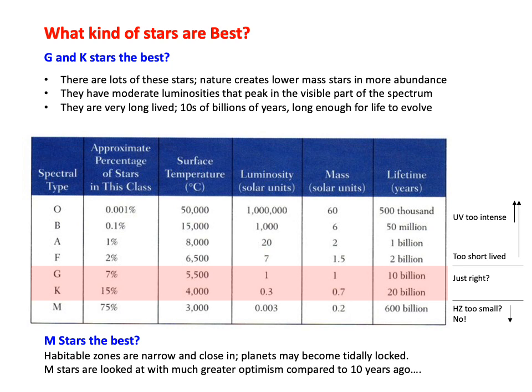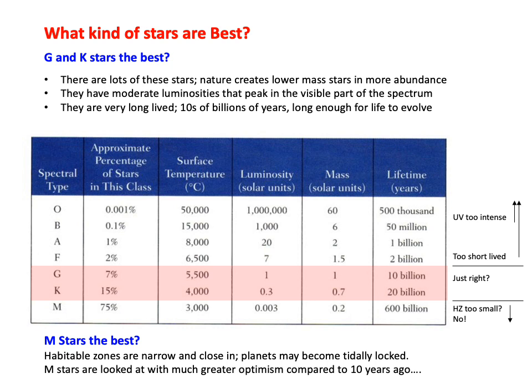Now, let's look at the table. Let's look at the second column from the left. It turns out that O stars are very few in number, okay? Of all of the stars out there, they represent about 0.001% of all the stars. So these are very rare stars.